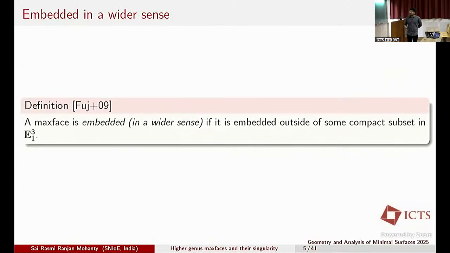Next is embeddedness in the wider sense. In R3, we know that a surface can be embedded in R3 as a whole. But in the maximal surface case, because of the singularities, we can't say that the whole surface is embedded in Lorentz-Minkowski space E13. That's why Fujimori et al. defined a weaker condition called embedded in the wider sense, which means the surface is embedded outside of some compact set in E13.